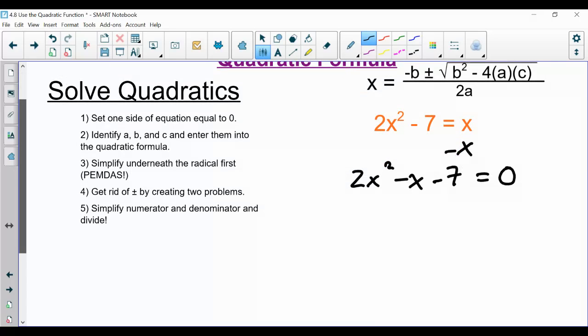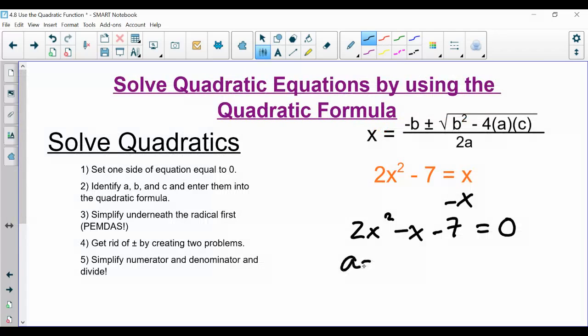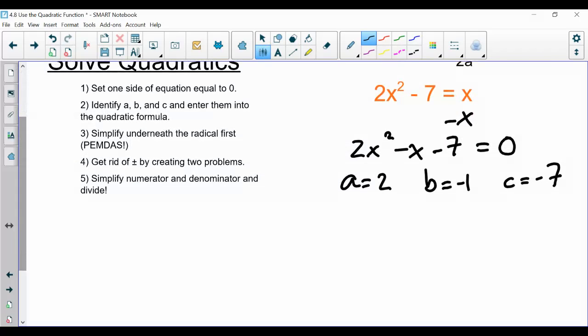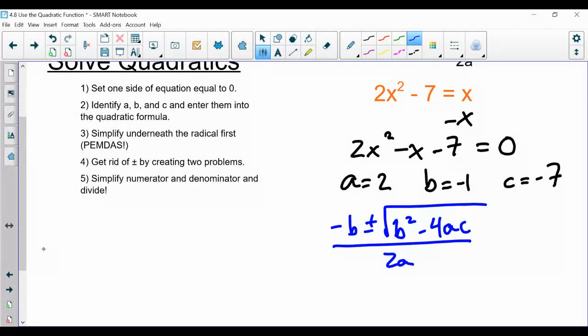Let's go ahead and try to use the quadratic formula here then. We know that our a term is 2, our b term is -1, and our c term is -7, right? A, the thing in front of x squared. B, the number in front of x, and c is the number by itself. Our quadratic formula is -b plus or minus the square root of b squared minus 4ac, over 2a.